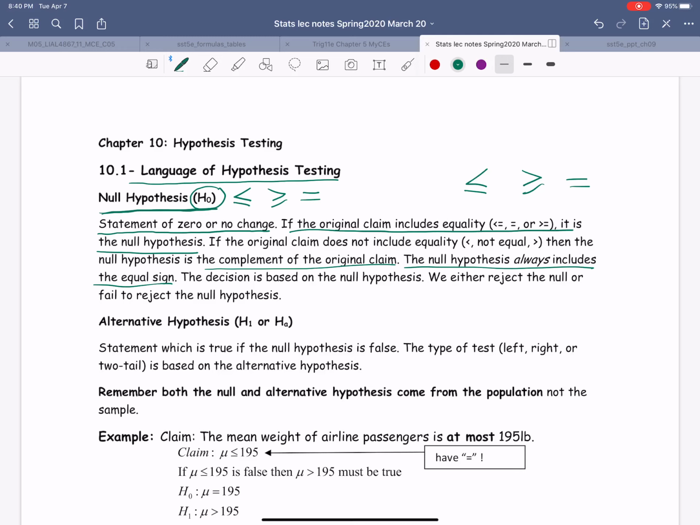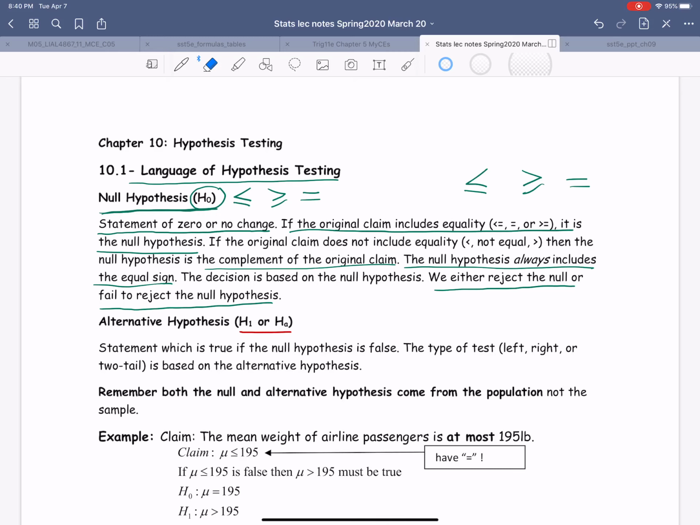The decision is based on the null hypothesis. We either reject the null or fail to reject the null. We start with the assumption that the null hypothesis is true. Alternative hypothesis is denoted by H1 or HA. Actually not H alpha, it is H1 or HA.